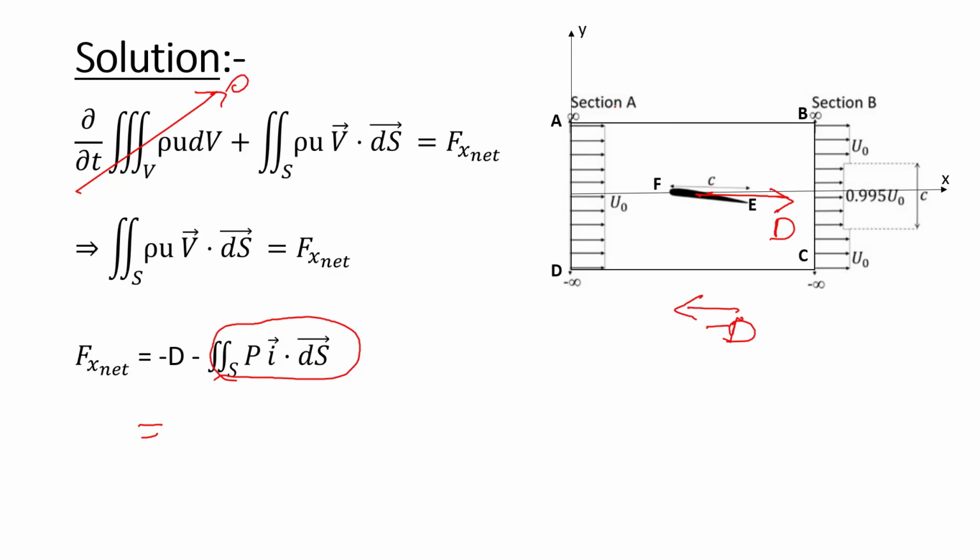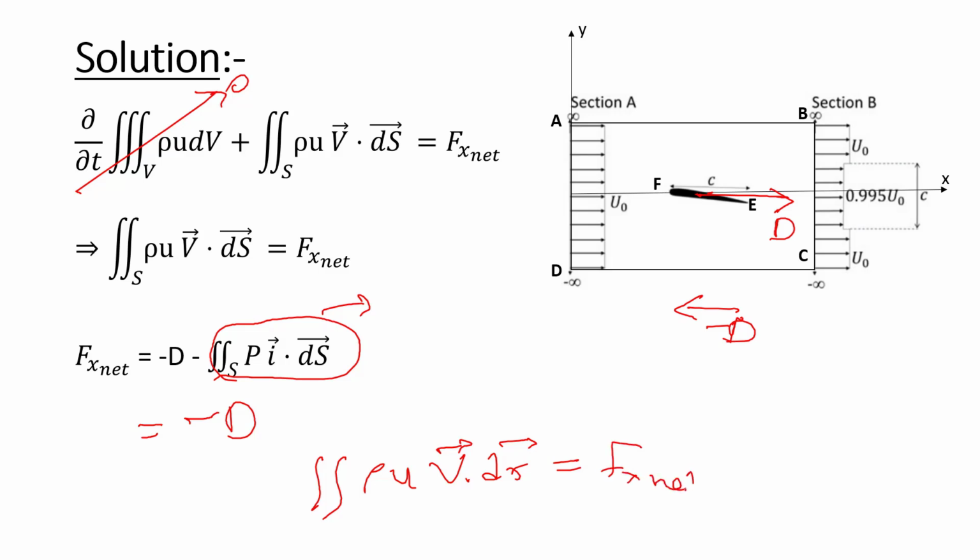As we know that pressure at section A and B is same, and the force due to this pressure will become 0. So net force is minus T. So our equation will become double integration rho u v dot ds equal to Fx net equal to minus D.